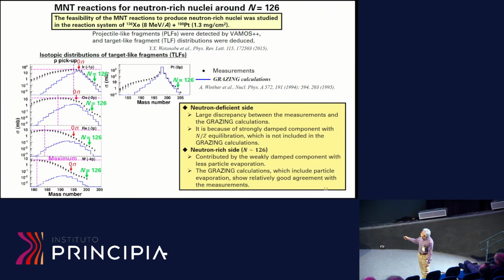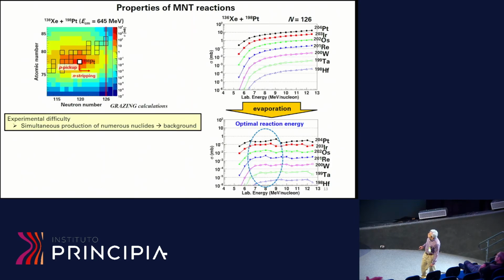However, at the neutron-rich side, around N equal 126, they are contributed by the weakly damped component with less particle evaporation, and the GRAZING calculation includes such evaporations and matches such weakly damped regimes. So it gives a relatively good agreement between the measurement and the calculations. So the N equal 126 nuclei seem to be produced relatively much. So encouraged by these results, we have started the KISS project.